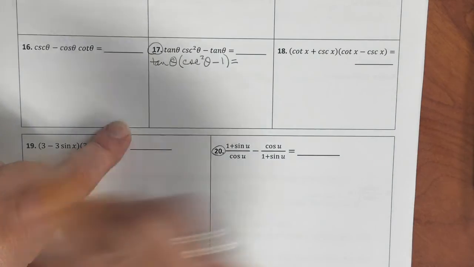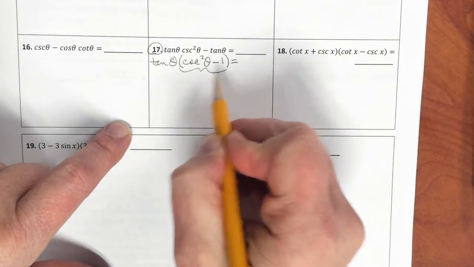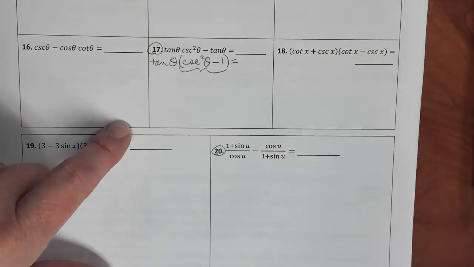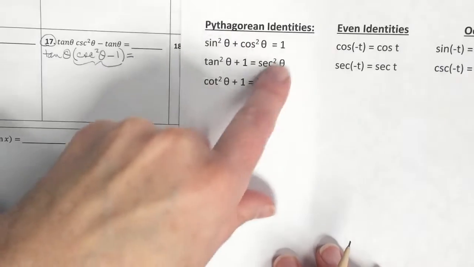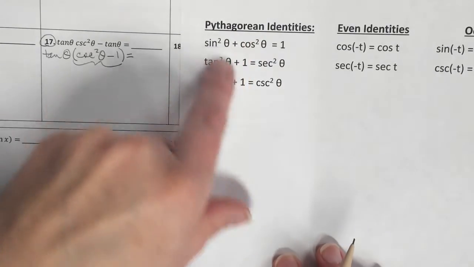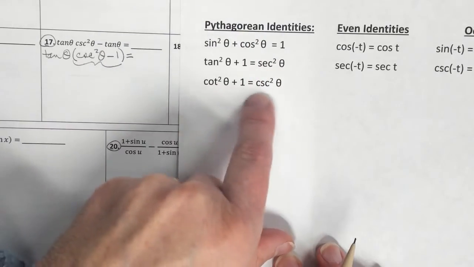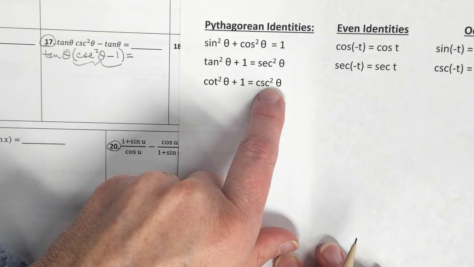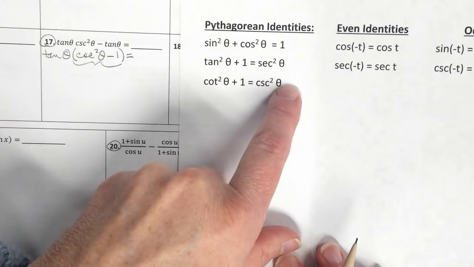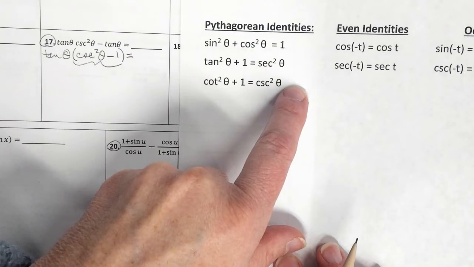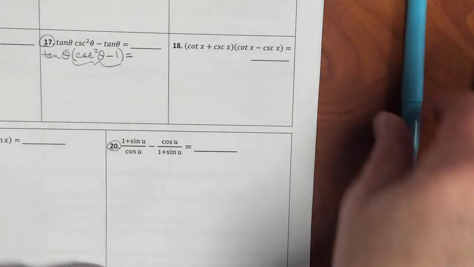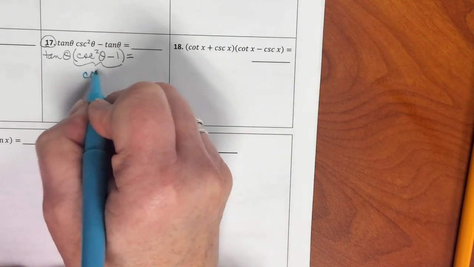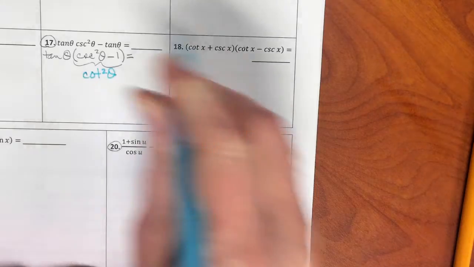Well, look what happens. Cosecant squared minus 1, right here. These need to be known. You need to understand that. And if you have cosecant squared minus 1, you've moved the 1 over here to the right, you're left with cotangent squared. So this equals cotangent squared.